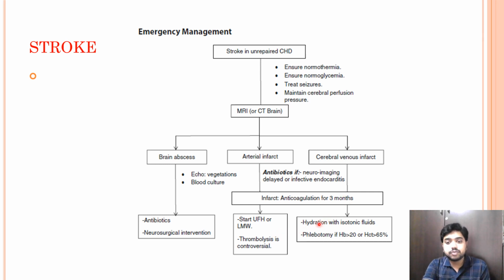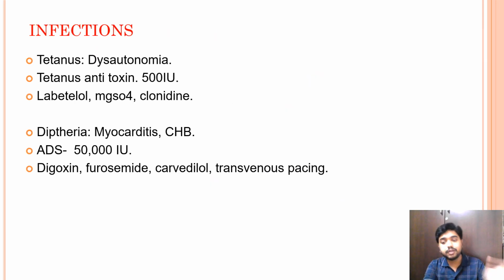Then cerebral venous infarcts: hydrate more, and do phlebotomy if your hemoglobin or hematocrit is high, because high hematocrit is also a reason for causing stroke. So if it is very high, definitely you do phlebotomy and let out the blood, targeting your hematocrit at a normal range.